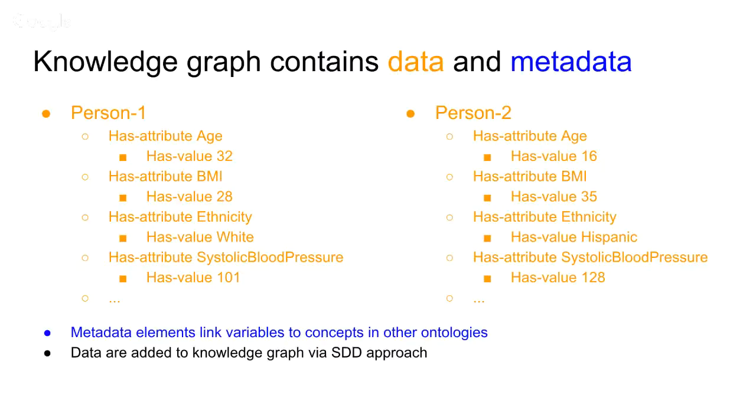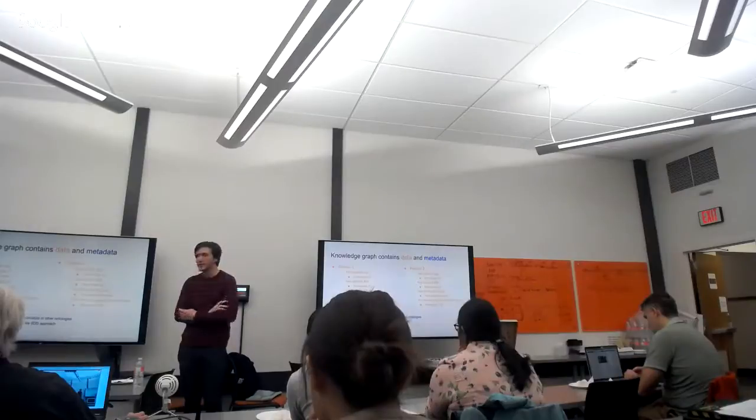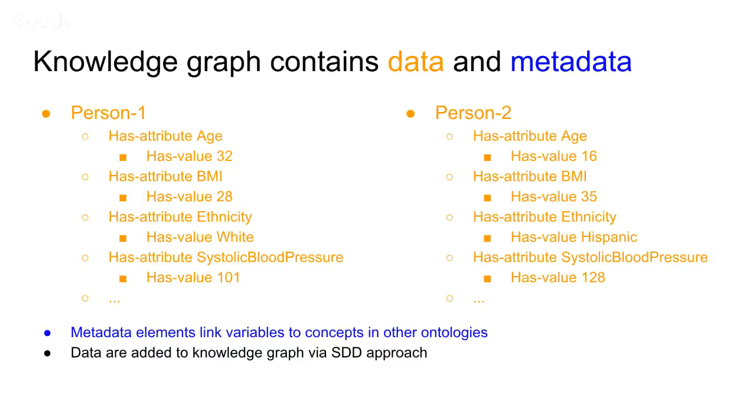So what does this maybe look like? We're talking about this knowledge graph. This knowledge graph has both data and metadata. The data are measurements of different variables. In this case, we have two people, with their ages, BMI, ethnicities, and blood pressures. And the metadata initially might only link what the variables are to established concepts and that sort of thing. And we can get this using the whole semantic data dictionary approach by Severe.